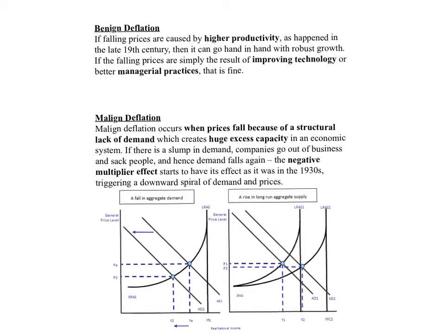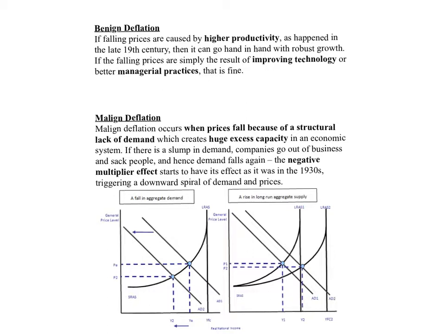However, the other deflation is a worry, because what this relates to is this diagram here, where we can see AD1 shift to AD2. And that means that there's a lack of demand within the economy. And the reason why price levels have fallen is because the lack of demand is creating a huge excess of capacity. So as I put here, malign deflation occurs when prices fall because of a structural lack of demand, which creates huge excess capacity in an economic system.